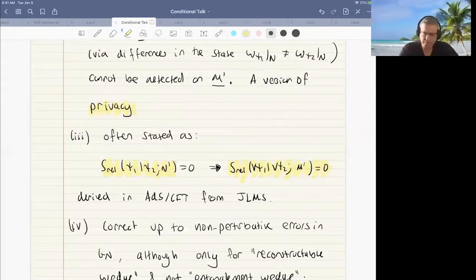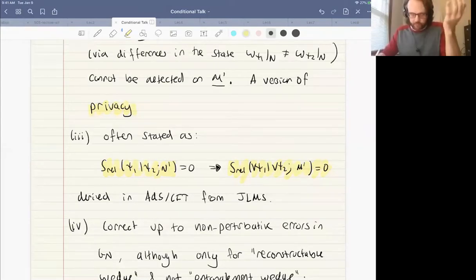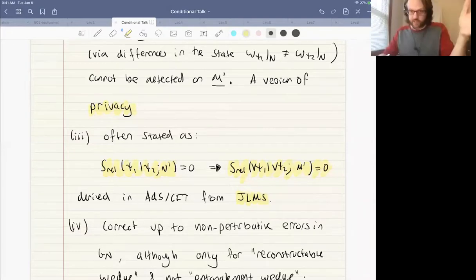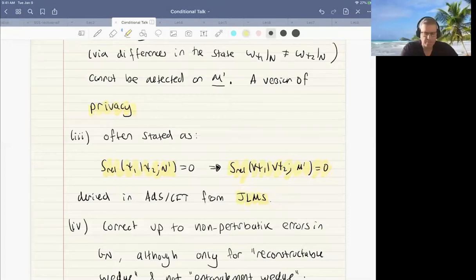Now, this was used in DHW because it can be derived from the JLMS condition. The JLMS condition is a much stronger condition. It tells you that the relative entropy between any two states in the bulk is equal to the relative entropy between any two states on the boundary. Not the case where they vanish. So it's a much weaker condition than JLMS, but it can be derived from JLMS.